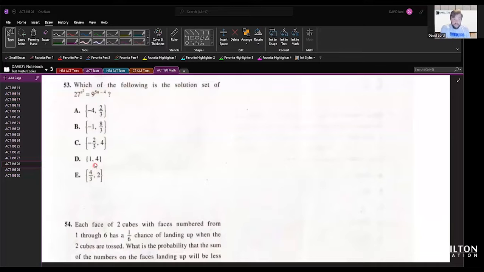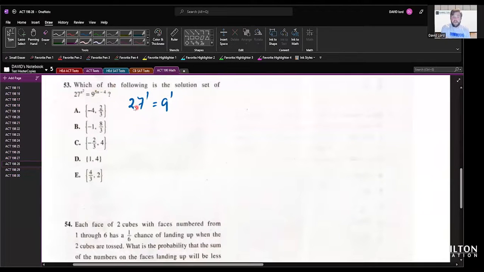Well, one thing you could definitely have done is just plug in some of these answers and see if they're true or not. For example, if I plug in 1 real quickly, I get 27 to the 1 is equal to 9 to the 5 minus 4, which is 1. And I can see that that's not true.